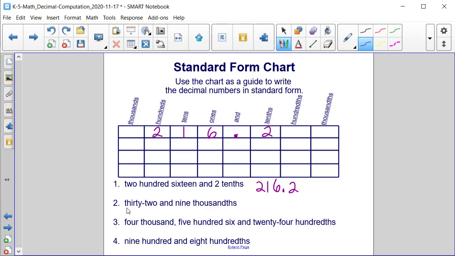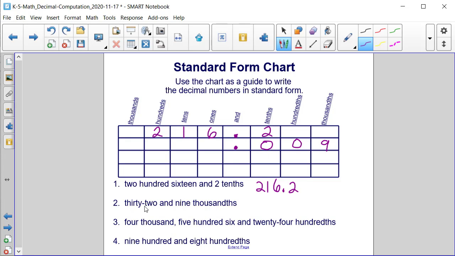Number 2. We have 32 and 9 thousandths. The and tells us that we have a decimal point, and the THS word is thousandths. So this last number 9 is going to go in the thousandths column. There are no other numbers before that written in words, so I'm going to place a 0 in the hundredths and tenths places.